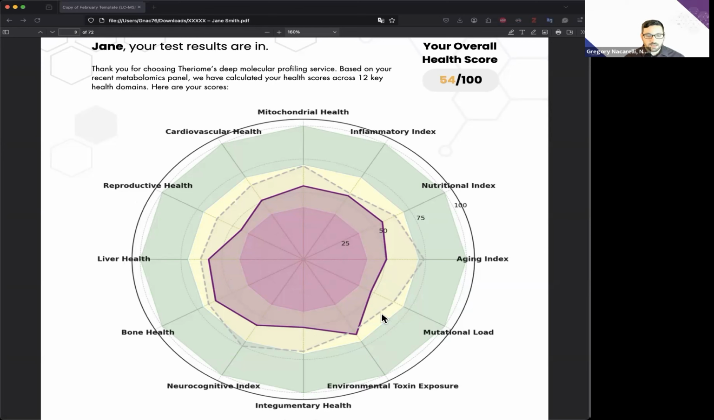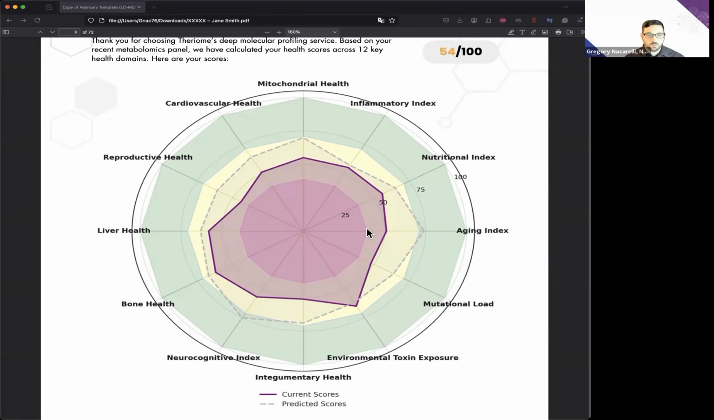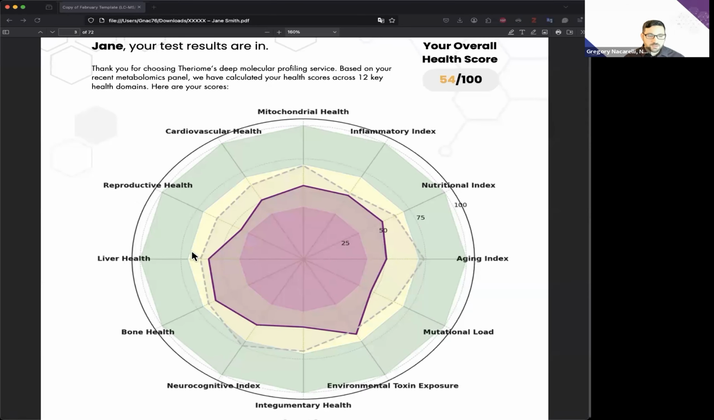And the dashed line is if the individual were to retest, what the expected retest score would be. All of these domains tally up to create an overall health score. This individual, their health score is 54 out of 100.